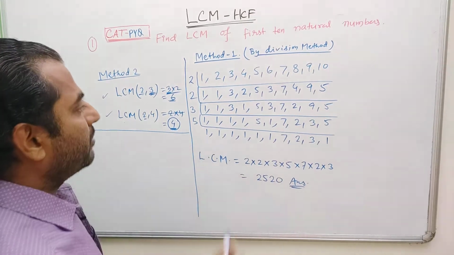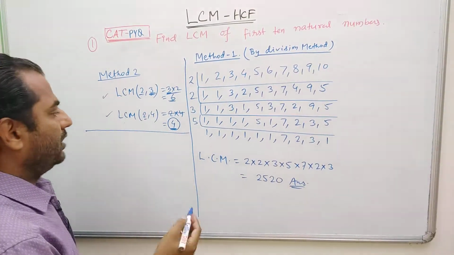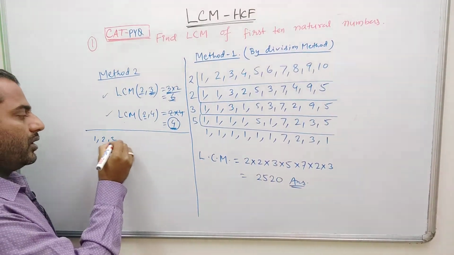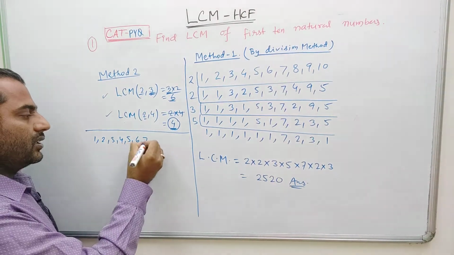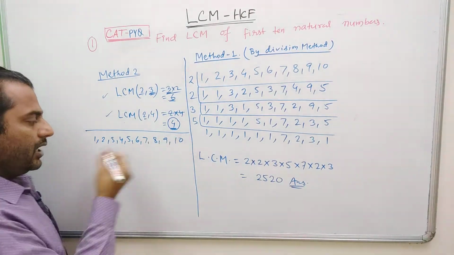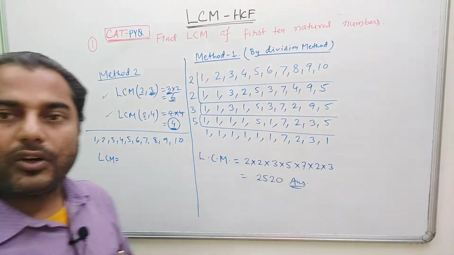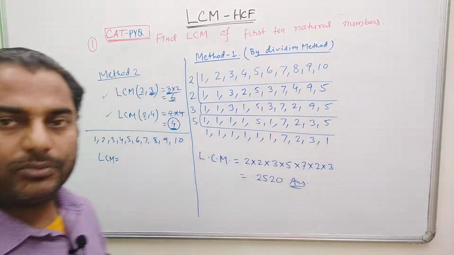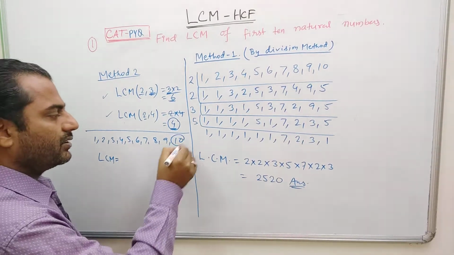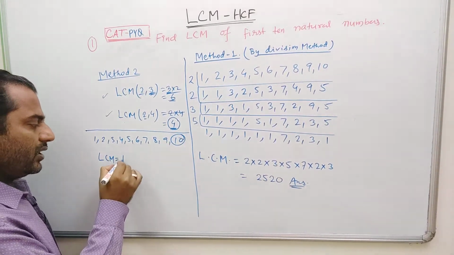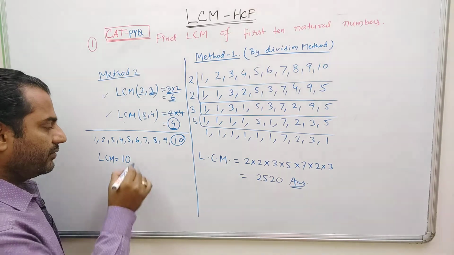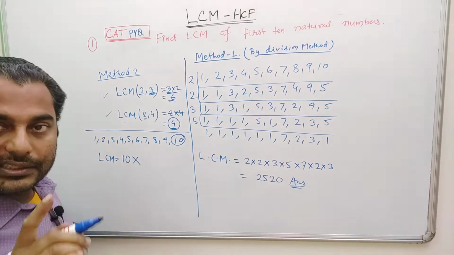Try to apply this rule here. When we have numbers like 1, 2, 3, 4, 5, 6, 7, 8, 9, 10, and I have to directly write the LCM of these 10 numbers, first of all, always start with the largest number, because the LCM will definitely contain this as a factor. So my answer very quickly will be 10. 10 has to be there in that.